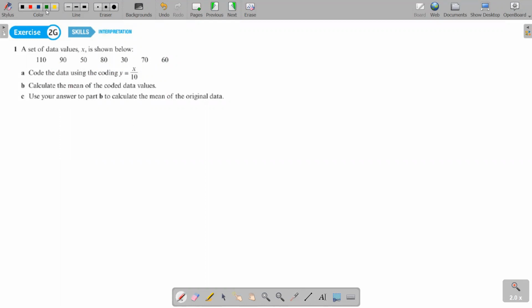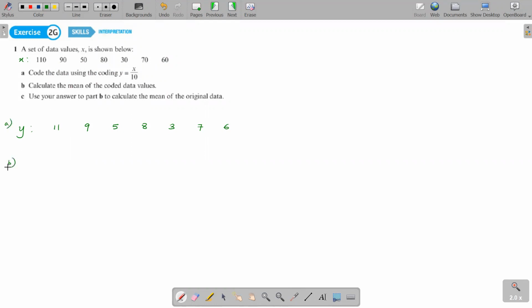So shall we get the coded data? This is the set of x data values. So let's get the y set. x divided by 10: 110 divided by 10 is 11, 90 divided by 10 is 9, 50 divided by 10 is 5, 80 divided by 10 is 8, 30 divided by 10 is 3, 70 divided by 10 is 7, 60 divided by 10 is 6. Okay, so code the data, done.